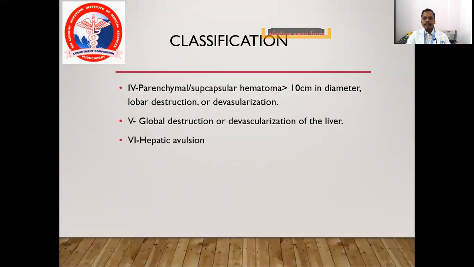The other grades go up to more than 10. So 3 to 10 centimeters is probably grade 3. You have a grade 4, which means more than 10 centimeters in diameter. You might have a lobar disruption, or you can have devascularization. So these are the things you get to see as a grade 4 injury. And of course, grade 5 is a global destruction or devascularization of the liver, where the whole hepatic thing is avulsed.